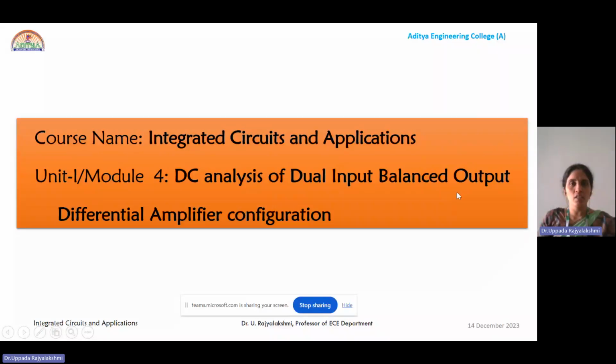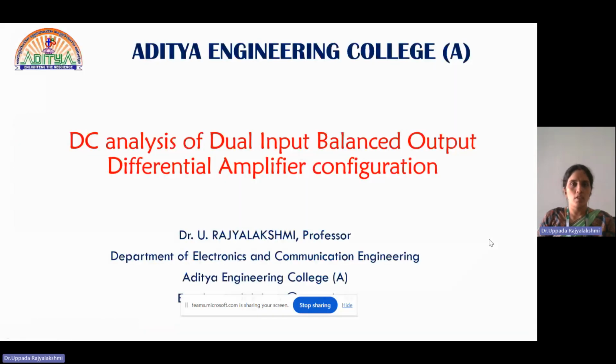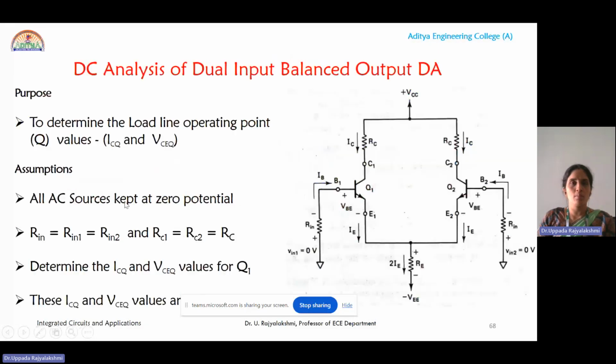Today we are going to discuss module 4 of integrated circuits and applications. This module 4 describes the DC analysis of dual input balanced output differential amplifier configuration. In the last module, we discussed the various configurations of differential amplifier. Out of that, we are going to discuss the first type, that is dual input balanced output configuration, and describe its DC analysis.